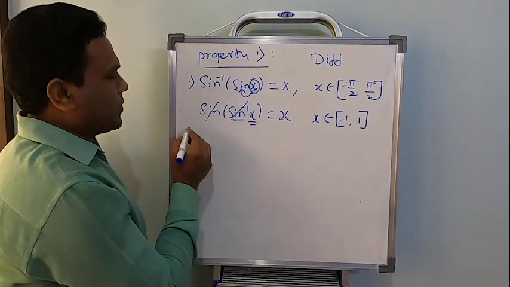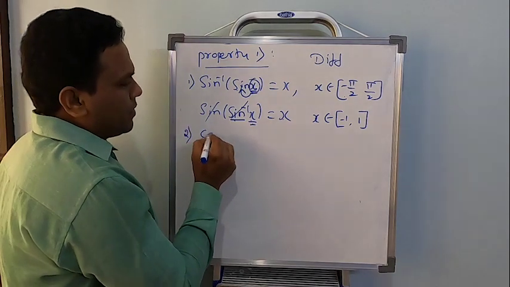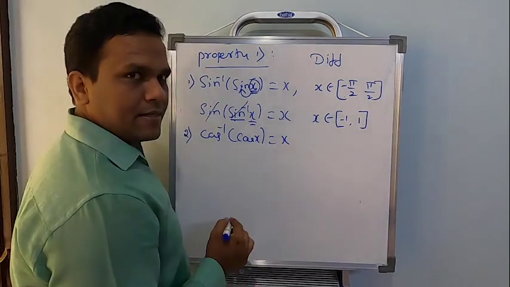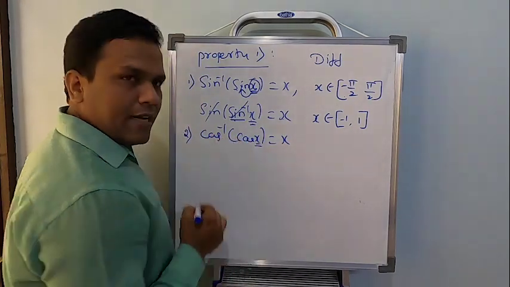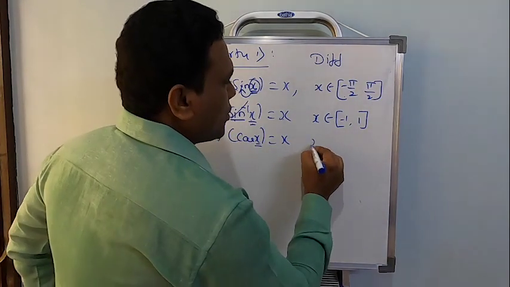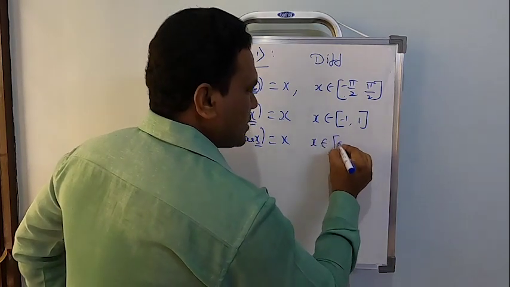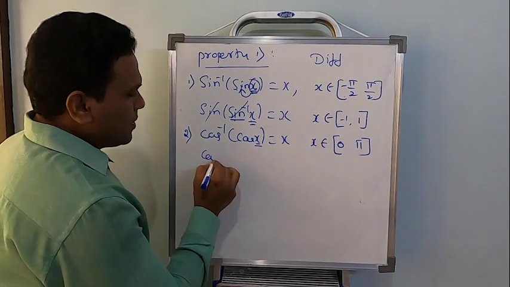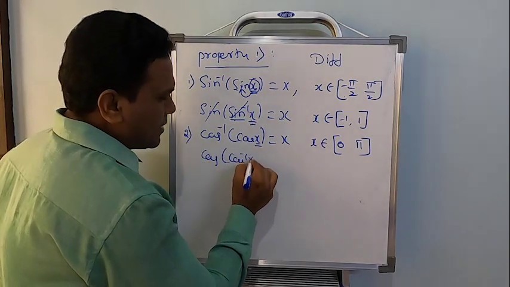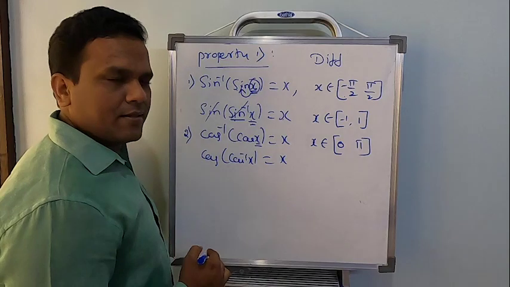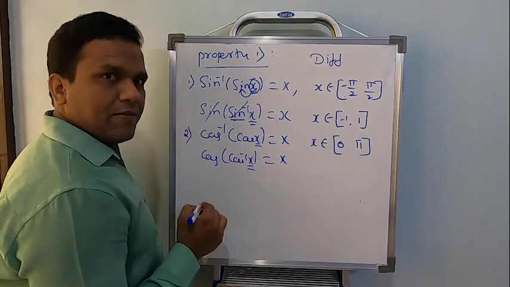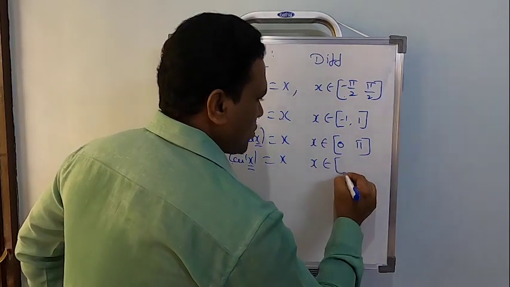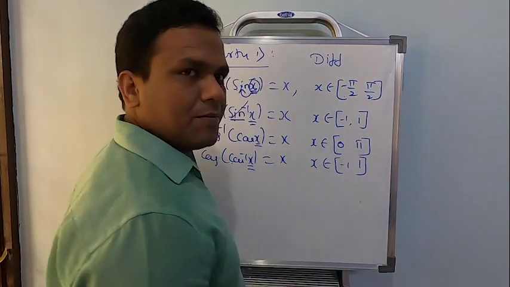That is the first one. Under the second one, cos inverse of cos x can be written as x. x is present inside a normal cos, so the domain of cos was the closed interval 0 comma pi. Now below this, cos of cos inverse x can also be written as x. x is present in the inverse function, so the domain of cos inverse was the closed interval minus 1 comma 1.